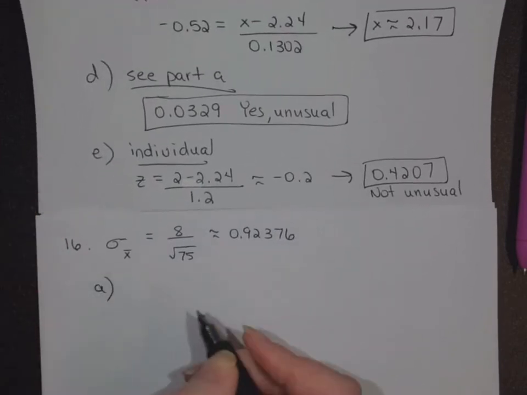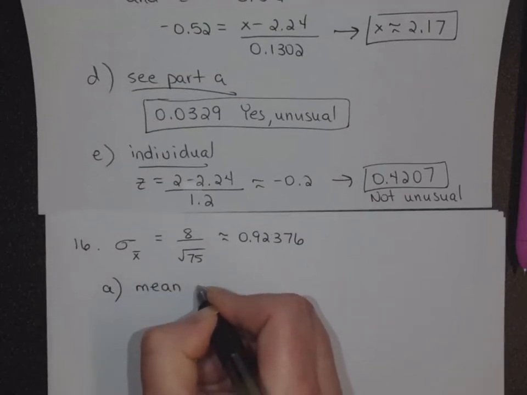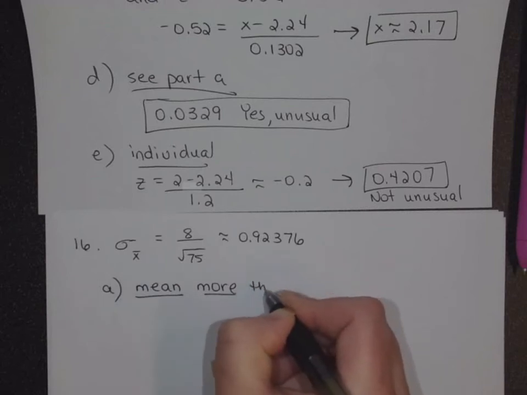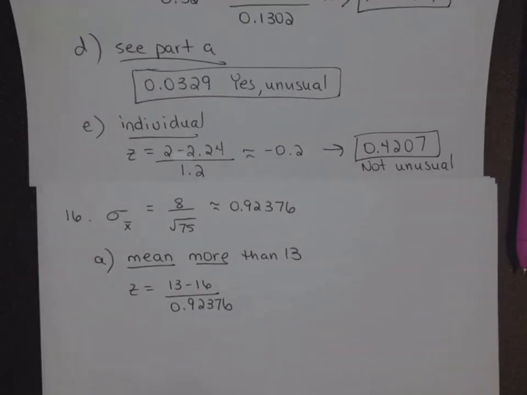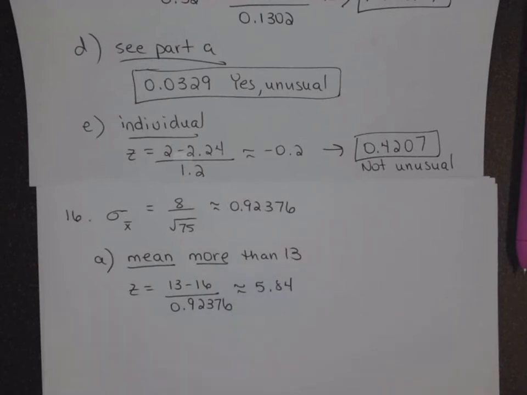So part A says, what's the probability that the mean is more than 13? So it's important. Both of those words I underlined are important. So value minus mean over the standard deviation we found of the sample mean. So that works out to be 5.84.